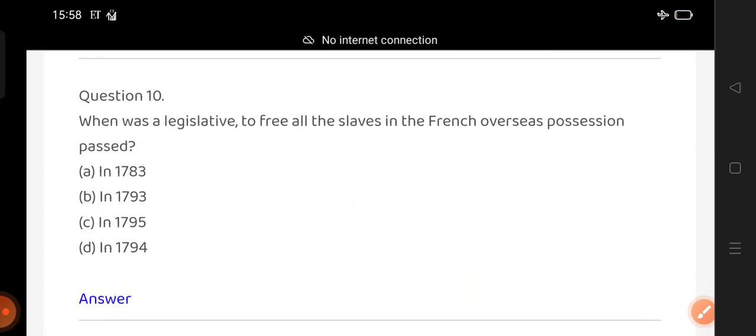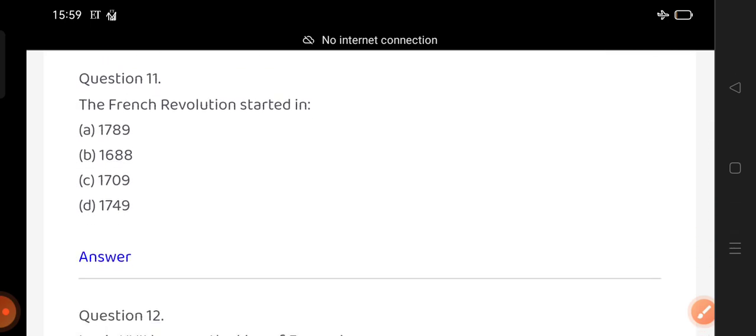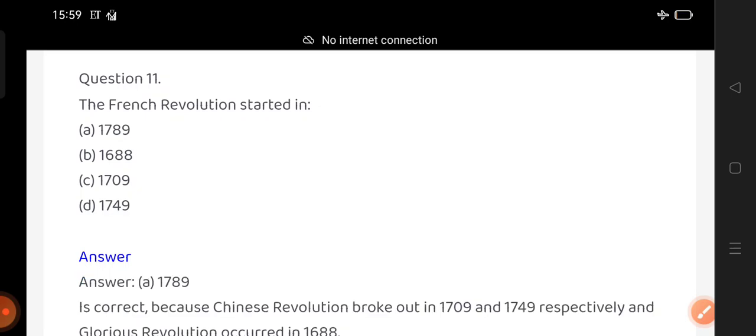When was the legislature to free all the slaves in the French overseas possessions passed? The answer is given there: 1794. Now let's move to question number 11. The French Revolution started in. Directly options 1, 2, 3, 4. The correct answer is option E.